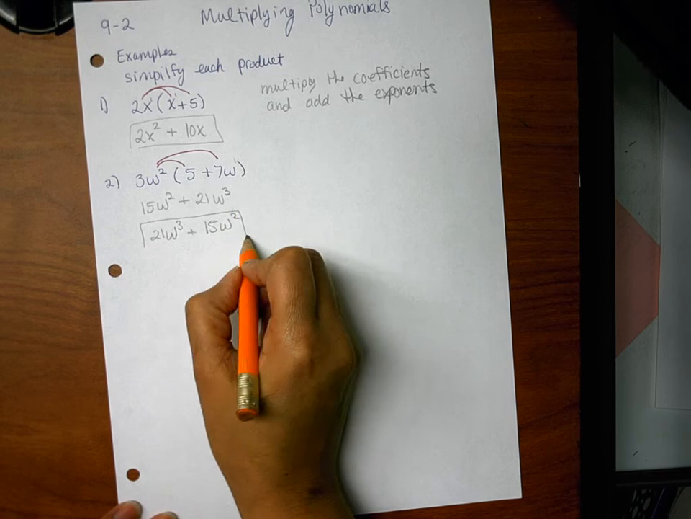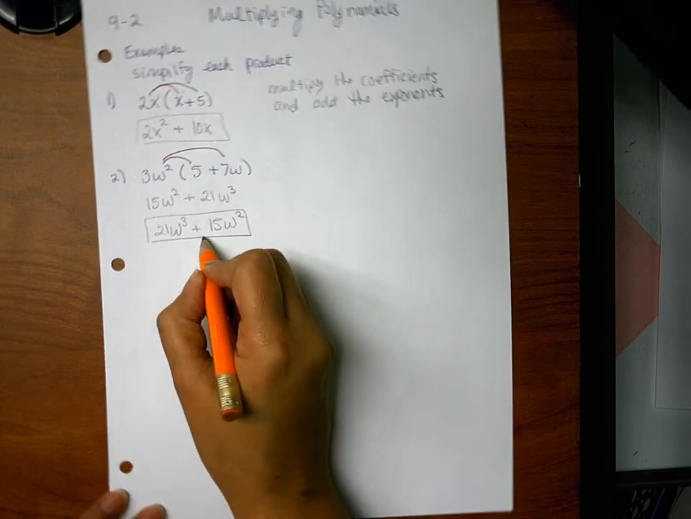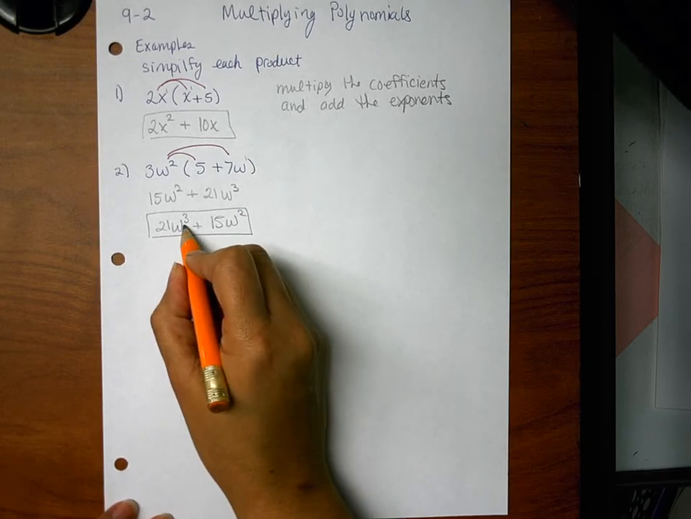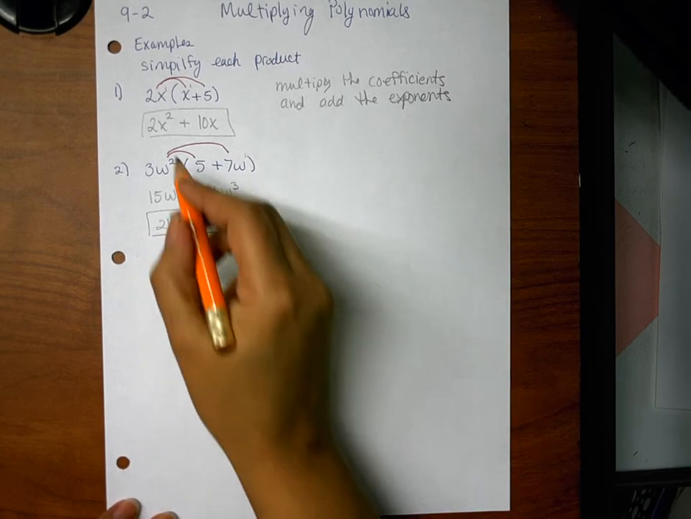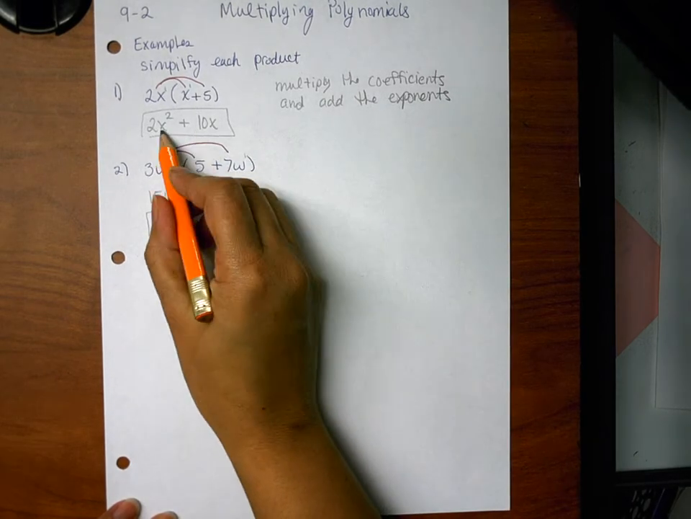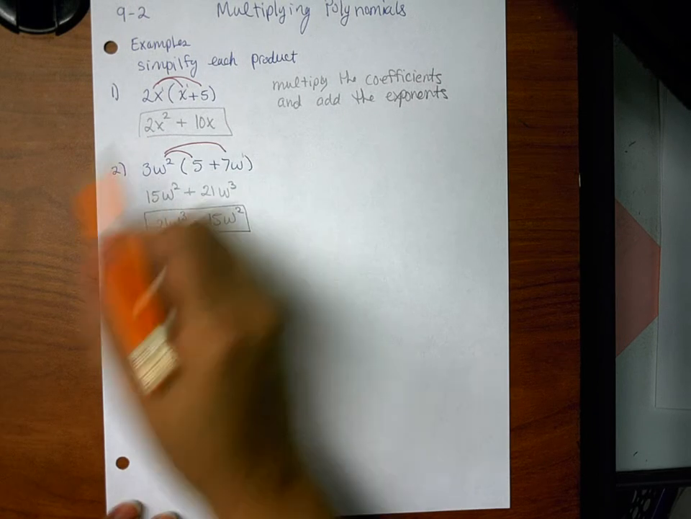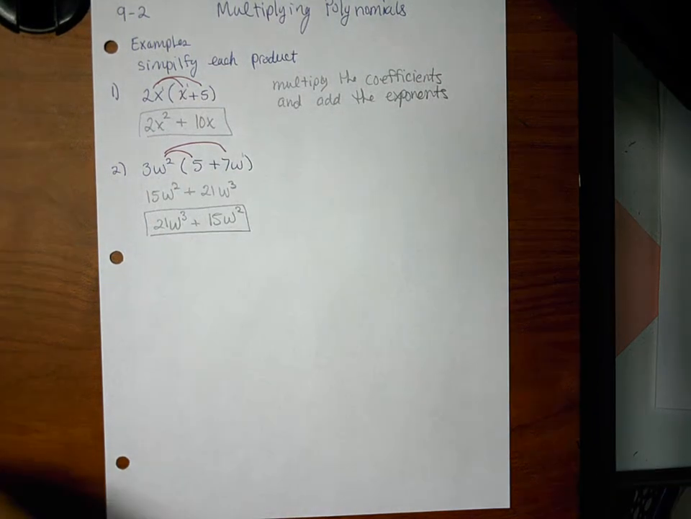A review from our previous lesson, this is a binomial, and it's a cubic function because the degree is 3, and there's 2 terms. Cubic binomial. This is a quadratic binomial because there's 2 terms, binomial, and the squared makes it quadratic.